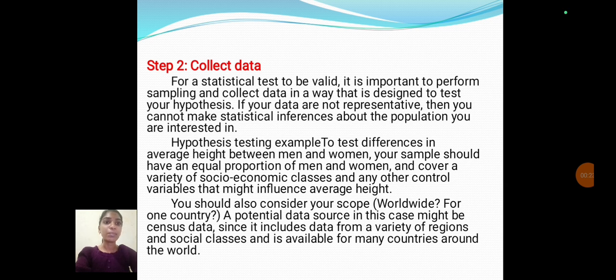Hypothesis testing example. To test the difference in average height between men and women, your sample should have an equal proportion of men and women and cover a variety of socio-economic classes and any other control variables that might influence average height. You should also consider your scope. A potential data source in this case might be census data, since it includes data from a variety of regions and social classes and is available for many countries around the world.